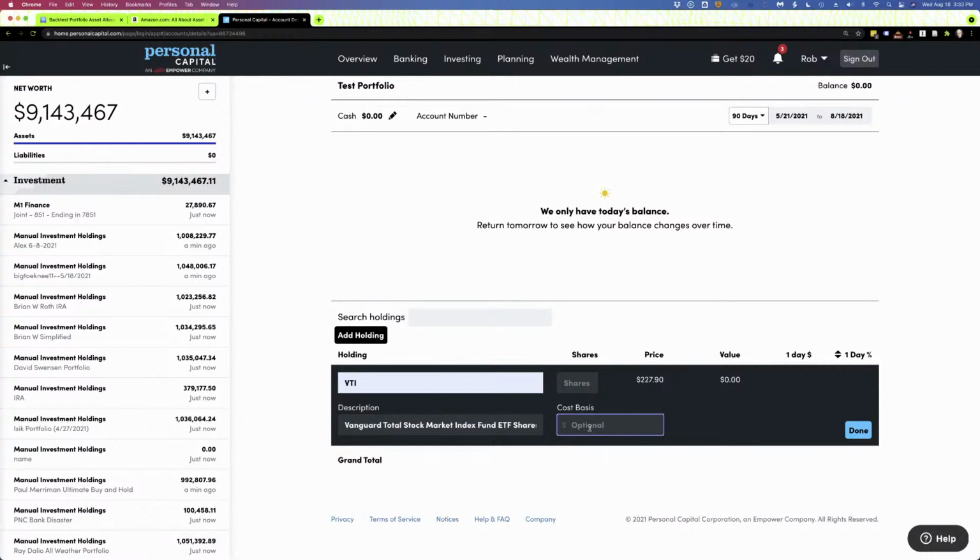And if you want to track your cost basis, you can put that in, and you click Done, and you can enter as many investments as you want. So yeah, you don't have to link your accounts. Great question.